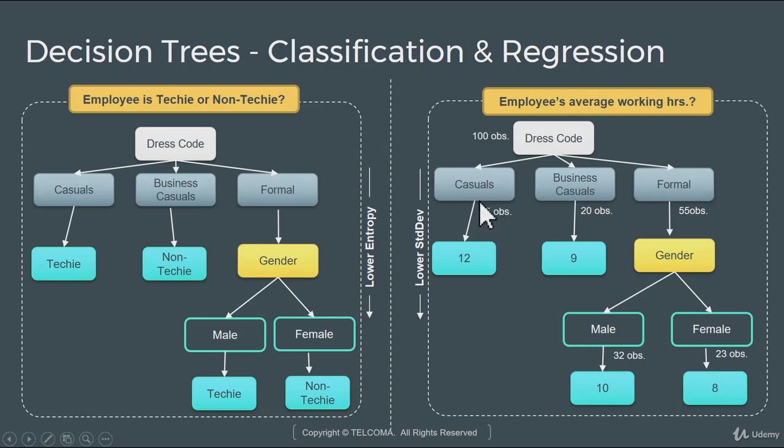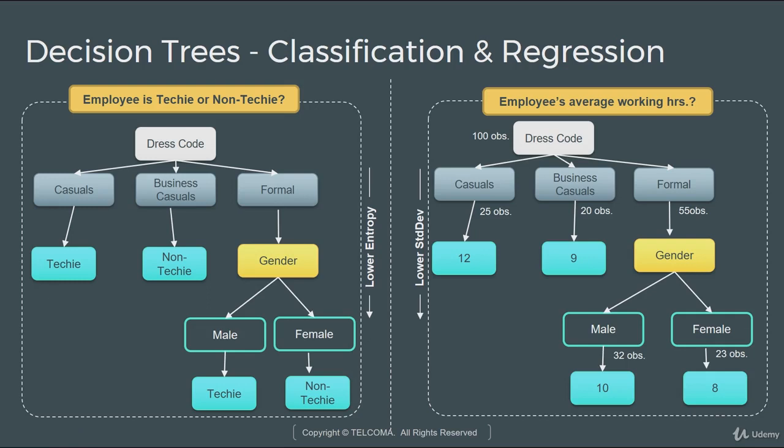Now, the moment you reach casuals, you have 25 records. 25 is a number which you take as a threshold. Since this is a regression, you take 25 as a threshold. So you won't split a node further until you have more than 25 observations. So you terminate this here. Business casuals also has, let's say, 20, so you terminate that here. This number, 20 or 25, is a threshold which is chosen by the algorithm automatically, or you could override it.